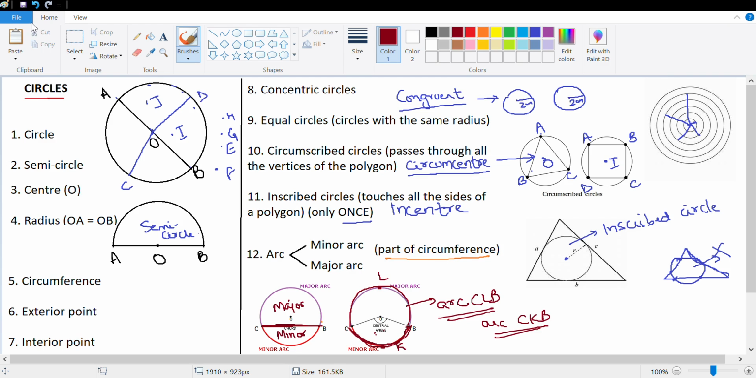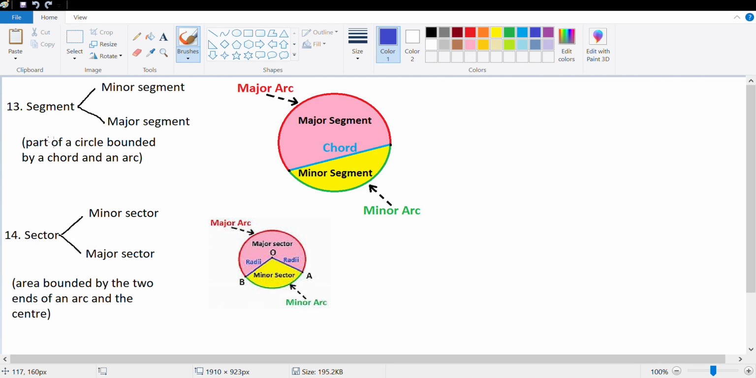Good. Now let's look at some more concepts that we've already learned. Next, we talk about segment. What is a segment? A segment is a part of a circle bounded by a chord. So in this case, the chord is AB and an arc. So this is the arc that we talk about. So the part of the circle bounded by a chord and an arc is known as a segment. So the smaller one is the minor segment and the bigger one is the major segment.